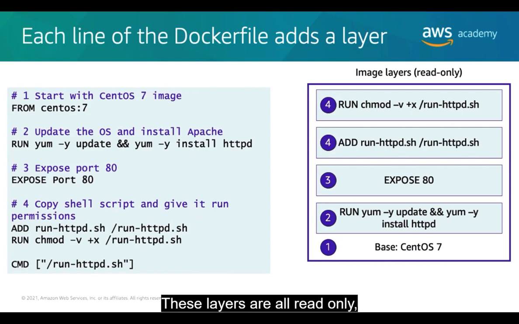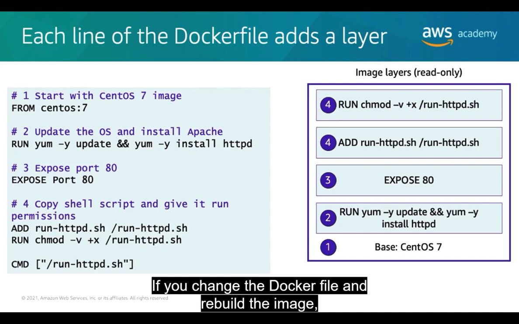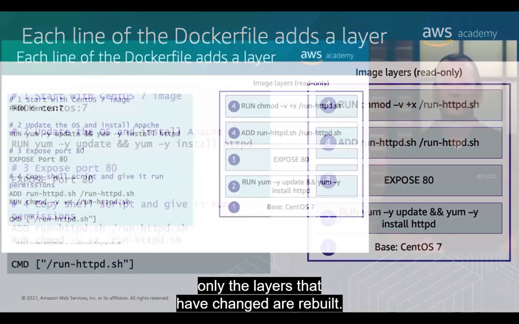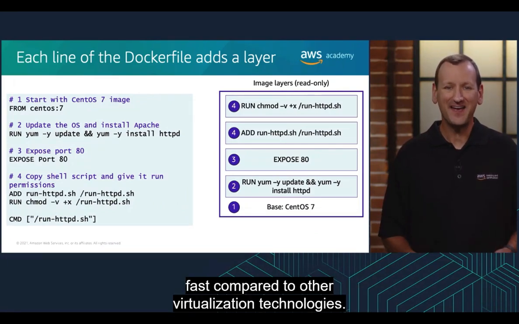These layers are all read-only, which makes the container image an immutable object. If you change the Docker file and rebuild the image, only the layers that have changed are rebuilt. This feature is part of what makes container images so lightweight, small, and fast compared to other virtualization technologies.